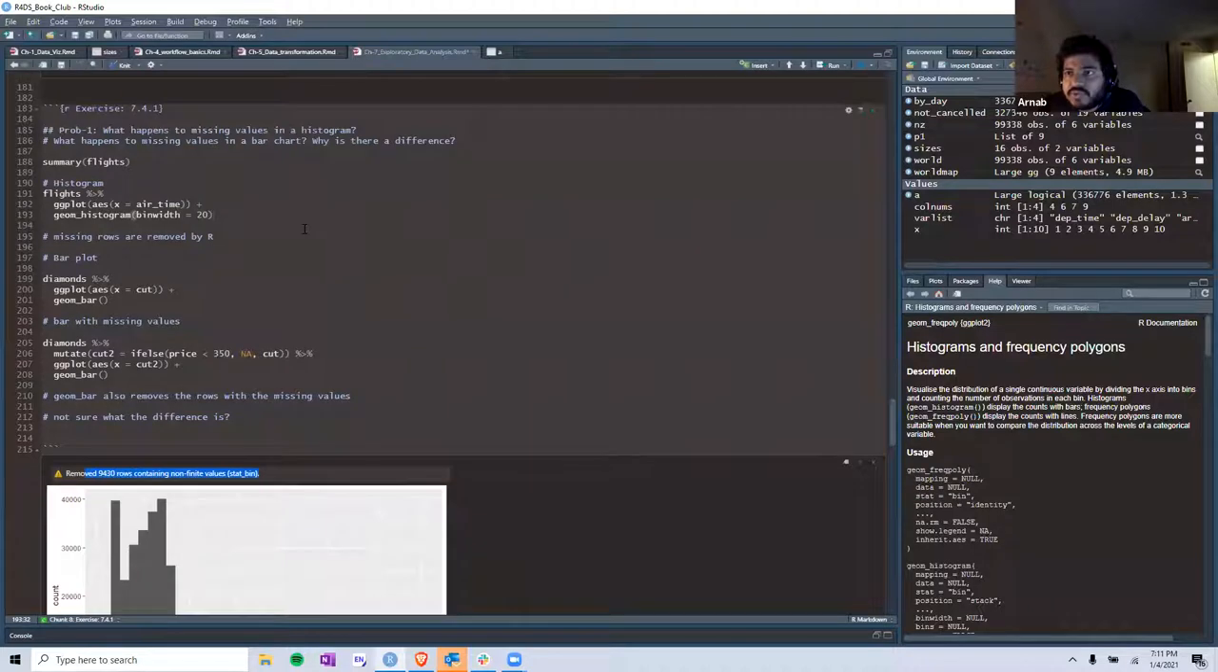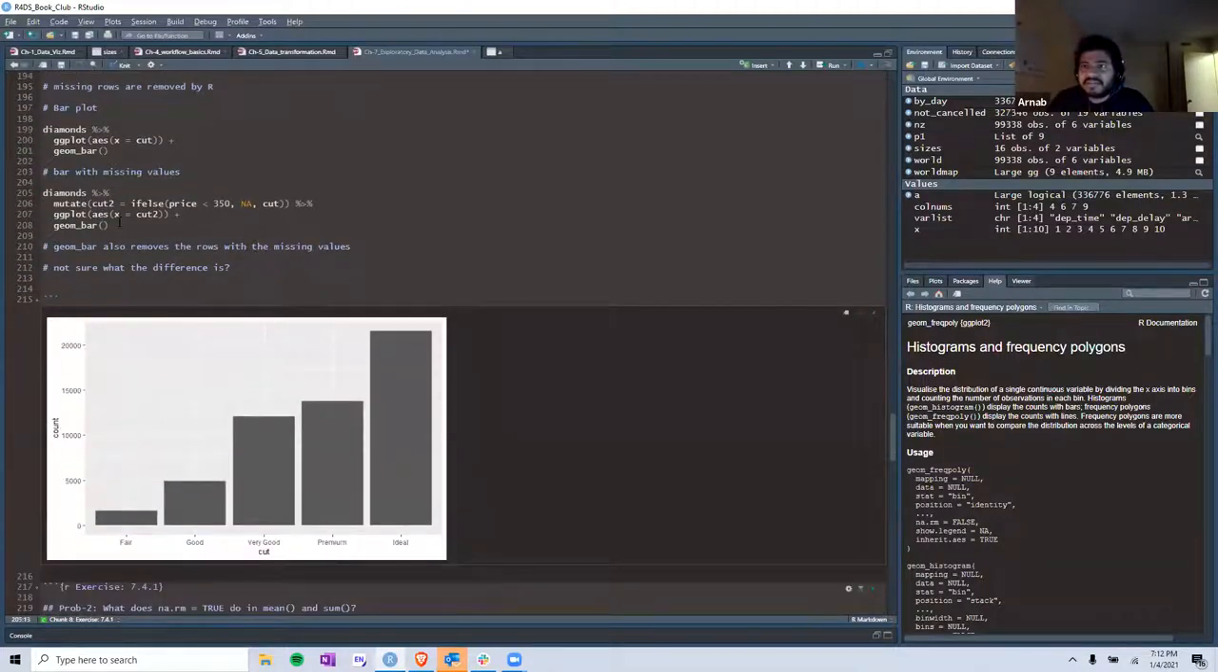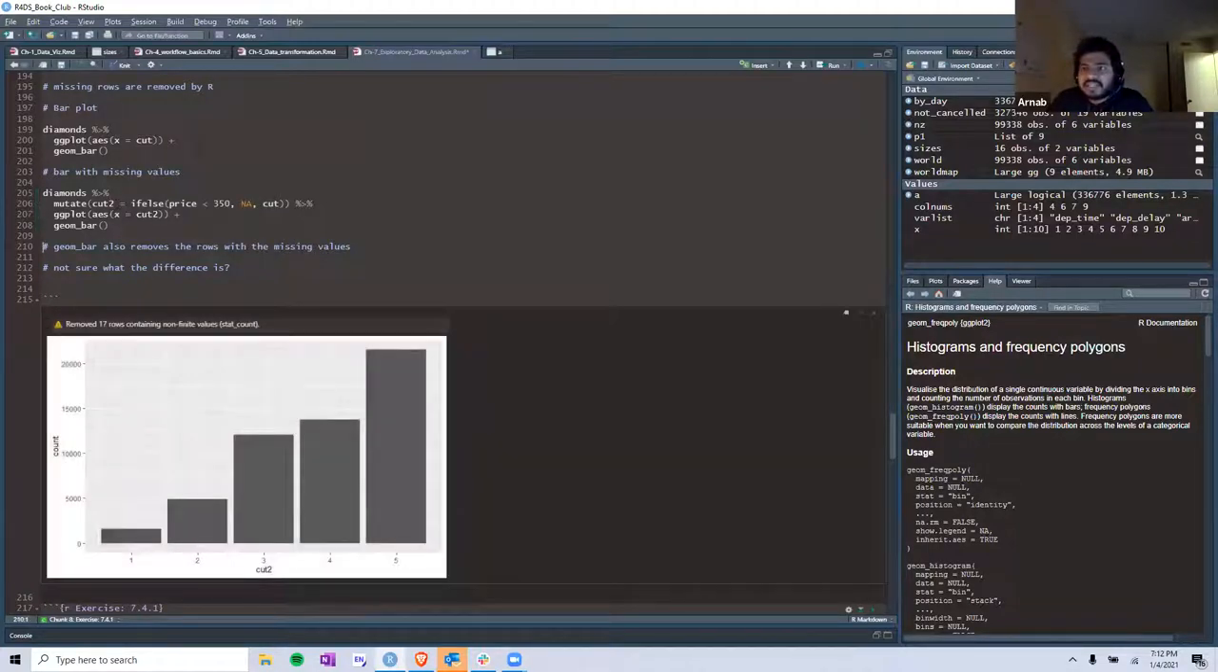This is good. Now we want to compare and contrast that with what happens with geom_bar. For geom_bar, we use the diamonds dataset first. This dataset does not have any missing values, so I create a new variable for cut and say that if any price is less than 350, then convert that into an NA. Otherwise, keep it as the same original value. And then I try to plot geom_bar. And here again, we see that the plot removes the 17 NA values that were generated by this line. So I'm not sure what the difference is, because both the plots kind of remove the NA values while generating the plot.